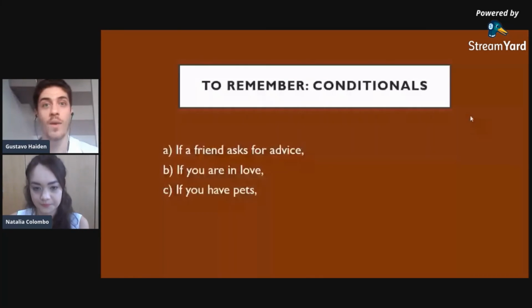Now, before we correct the questions, let's remember what we discussed last class about conditionals. Remember, that was the topic of our last two classes, exercises about zero and first conditionals. And to remember, let's try to do these exercises here together. Pensando aqui em relação ao próprio texto que a gente leu, sobre advice. If a friend asks for advice, Teacher Natalia, what will you do?